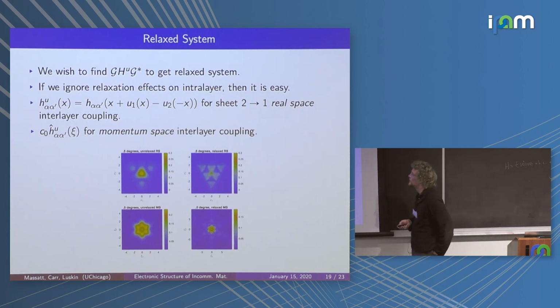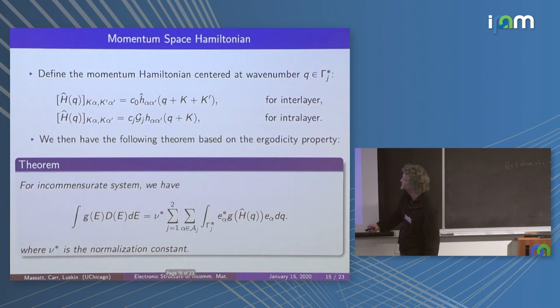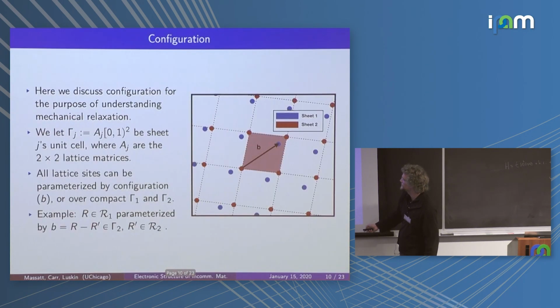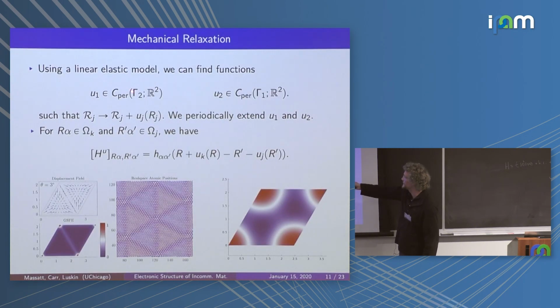What U1 and U2 are, are the relaxation functions. So U1 is how much sheet 1 relaxes, so it's a function over the unit cell. And if I plug in a lattice, actually, let me just jump back to where I defined it. Sorry, it was a little earlier in the talk. OK, so these are the relaxation functions. If I have a lattice site rj, sorry about the script, it shouldn't be script, it moves to rj plus uj of rj. So you can think of it as a periodic extension of this guy.